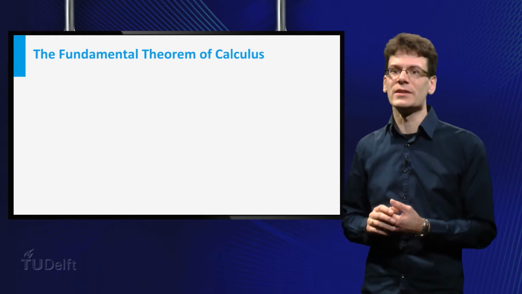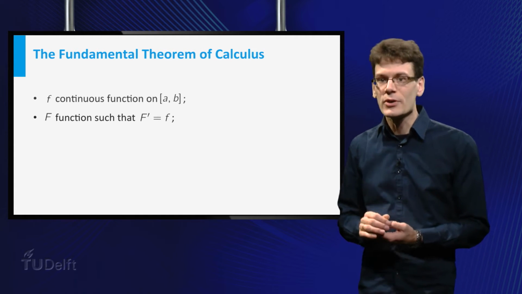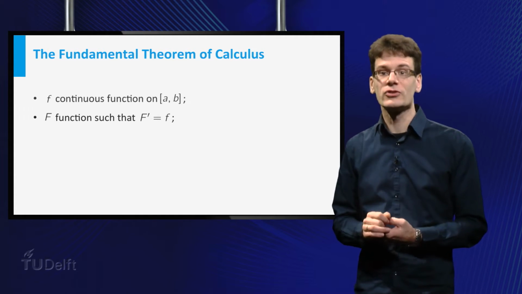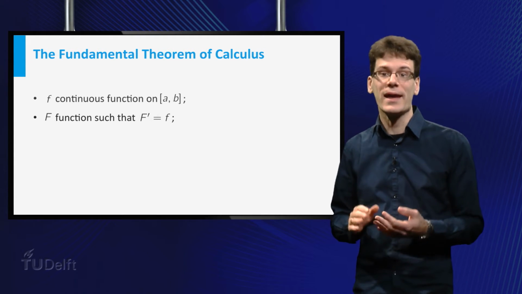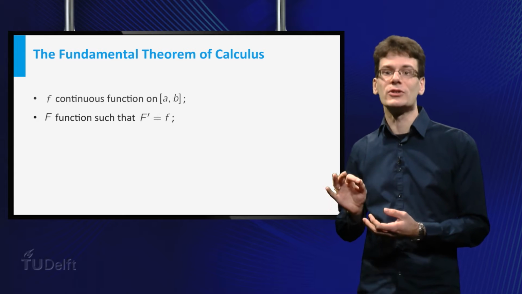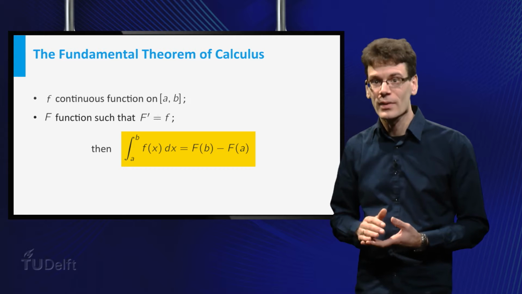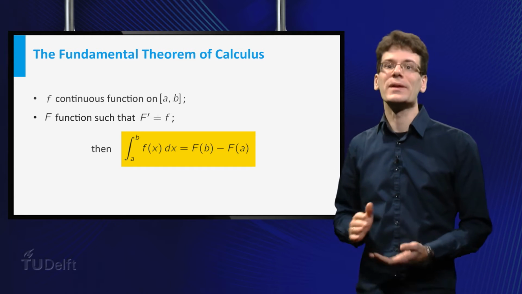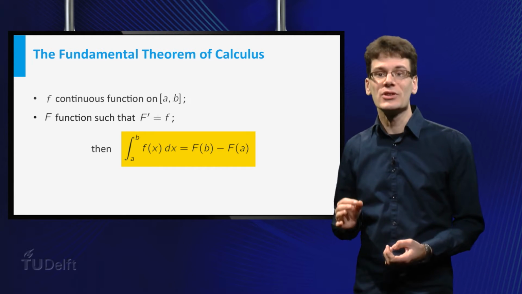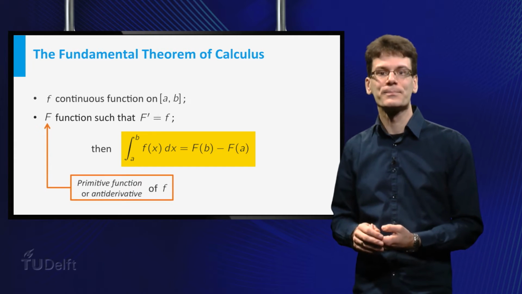You have probably seen it in high school. Let me recall the precise statement. Suppose we have the following: a continuous function f defined on the interval from a to b, and a function capital F such that small f is the derivative of capital F. Then the following holds. The integral from a to b of f(x) dx is equal to capital F of b minus capital F of a.